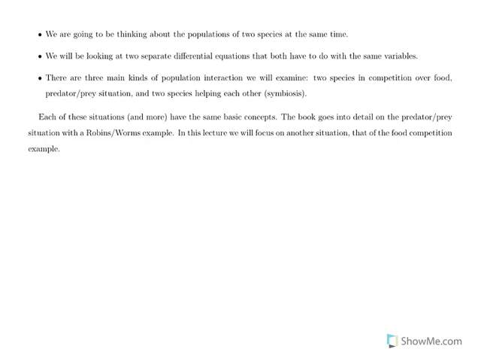So each of these situations, and more situations past this, have the same basic concept that we're going to go over here. In the book, they go into a big example with robins and worms. That's the predator-prey situation, and they go through all of these steps with that example. If you want to go through that, it's good to have that there. We're going to go through the exact same steps, but we're going to focus on a different situation, and that is going to be the food competition example. The reason we're using a different situation here is just to show something different, but it really is the same work we're going to be going through as the book does with the robins and worms example.